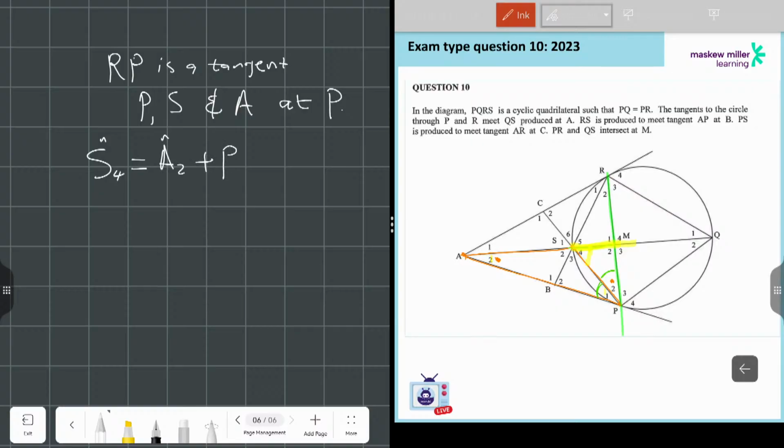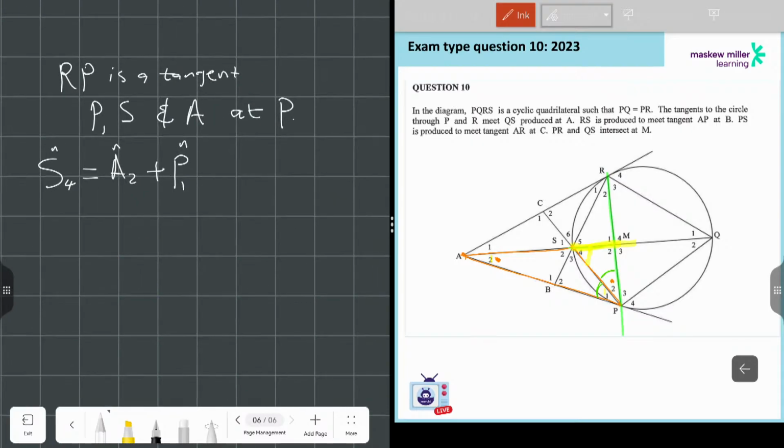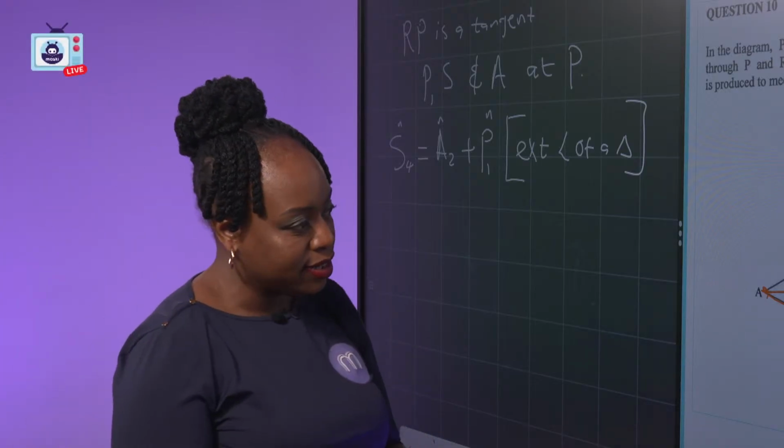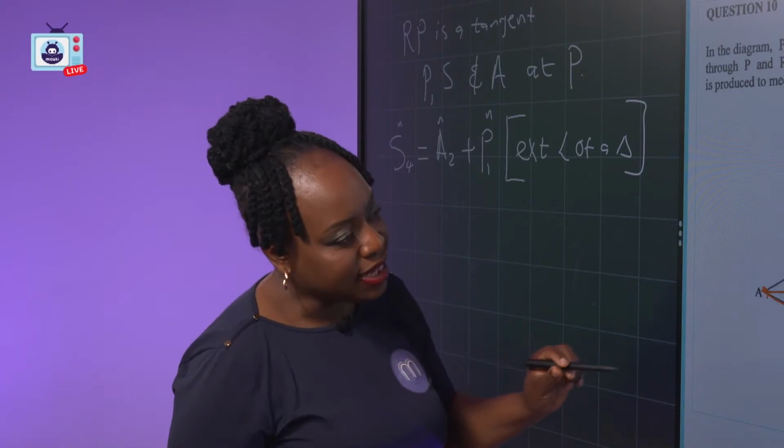plus P1. Right, do you agree? So S4 equals A2 plus P1. Where are we? Are we in triangle ASP? So that is specifically for that triangle. Then we can say the reason is that it is an exterior angle of a triangle. So the exterior angle of a triangle equals the sum of the opposite interior angles, right? So that is one. Let's see another one.